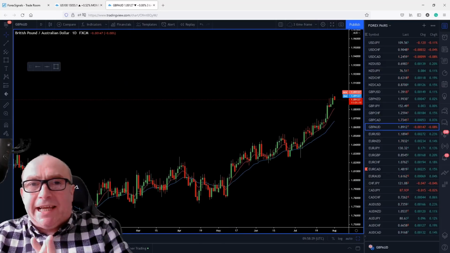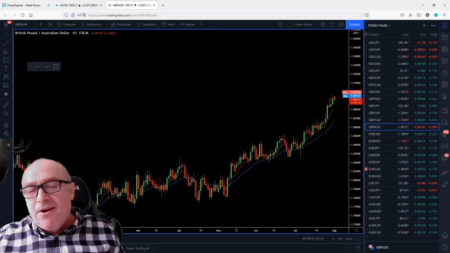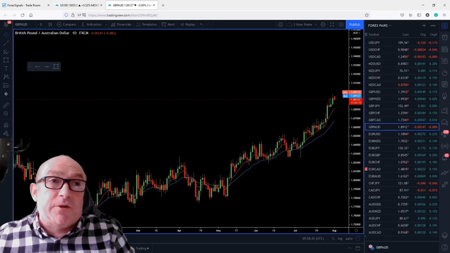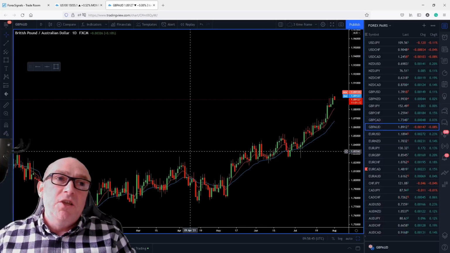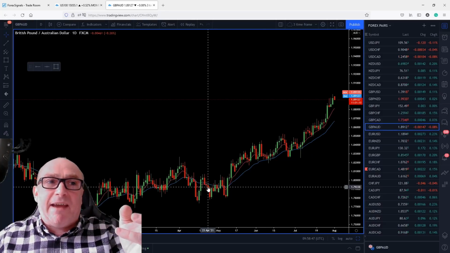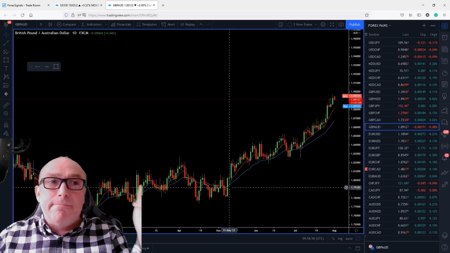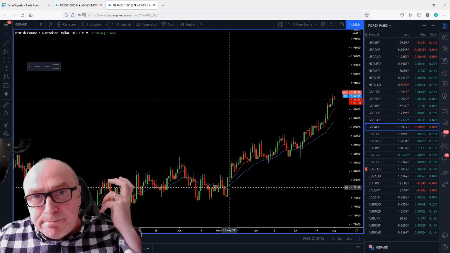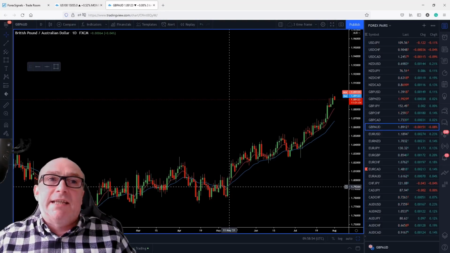And finally, let's have a quick look here at the pound against the Australian dollar. Again, of course, pound is one of the stronger currencies. This is a daily chart. You can see we have been above the moving averages now pretty much since May time. So this has basically been only buy trades since May.